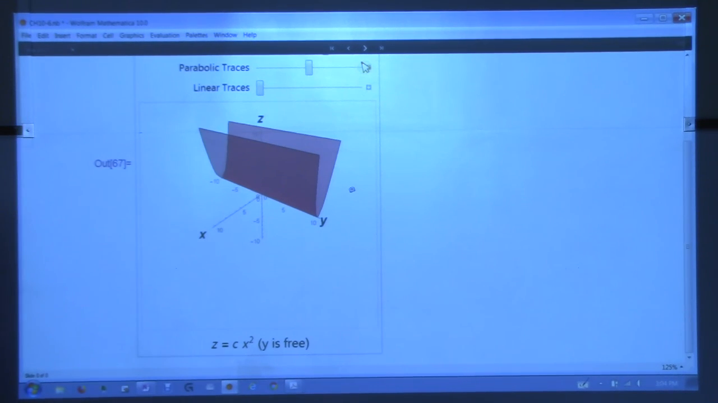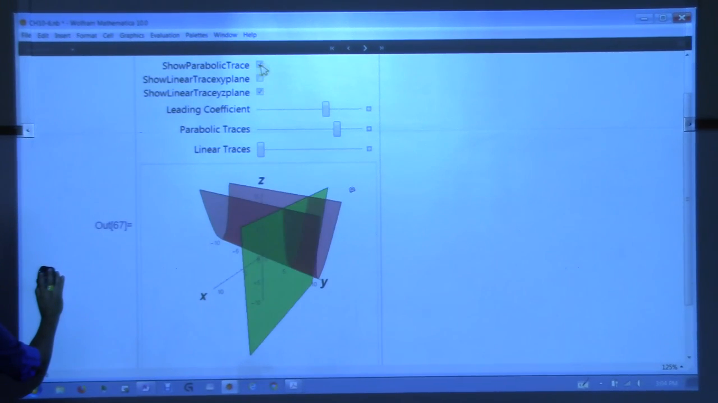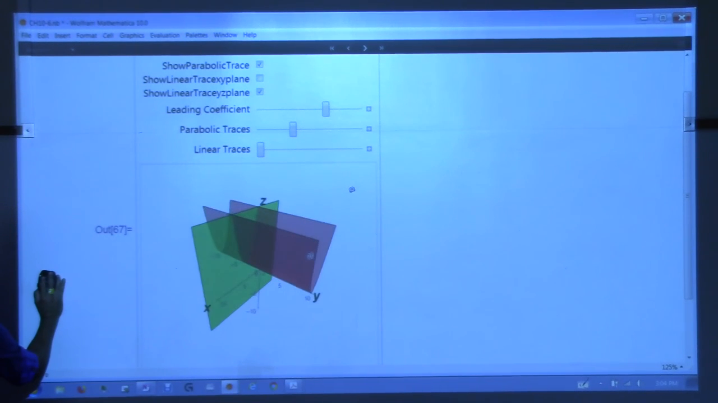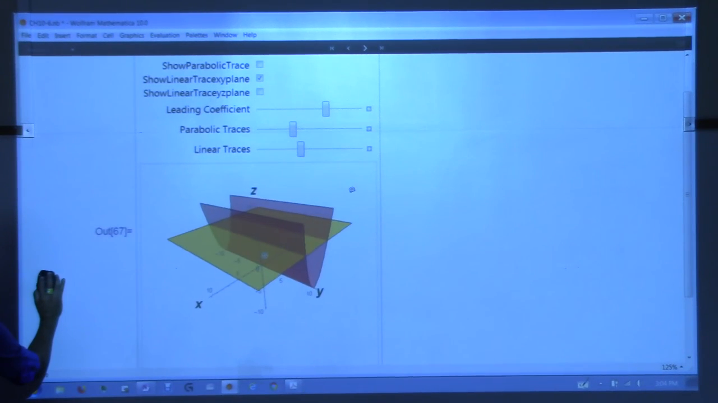How many different versions of this could we have? Oh, I should show you the traces here. Where the heck are they? Oh, parabolic traces. There we go. So there are parabolic traces. As you cut through it with the plane this way, you can see all the parabolas. Can you all see those parabolas? And then they said it was also lines. So let me show you the linear traces. So you cut through it this way, and you can see it intersects in lines.